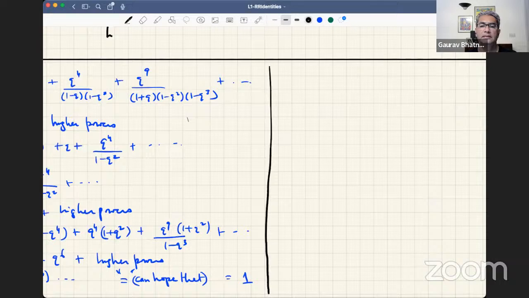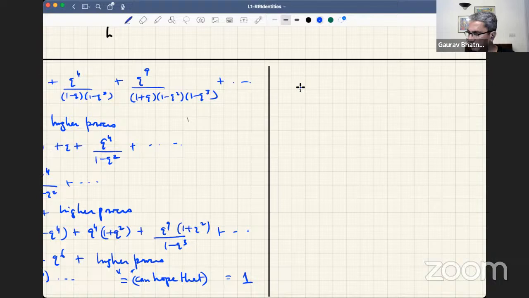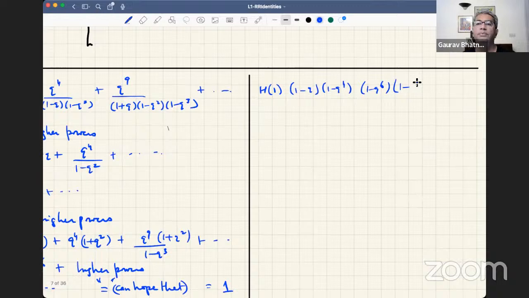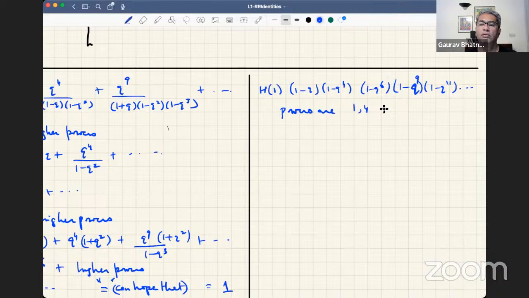if you do this calculation a lot, you will get H1 times 1 minus q, 1 minus q to the 4, 1 minus q to the 6. And if you keep going on, you will get 1 minus q to the 9, then 11. These powers are 1 and 4 mod 5. That means the remainders of these powers are 1 and 4 when you divide by 5. So we can hope that H1 is equal to 1 over this product.